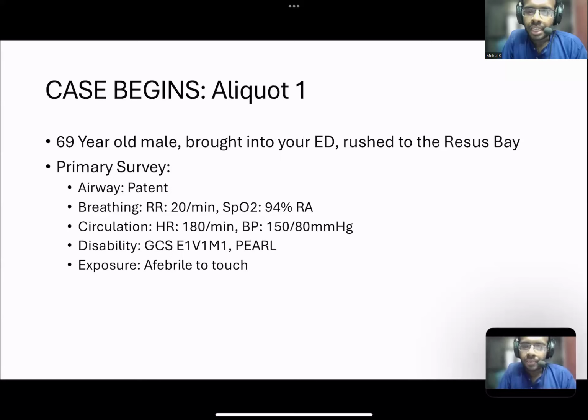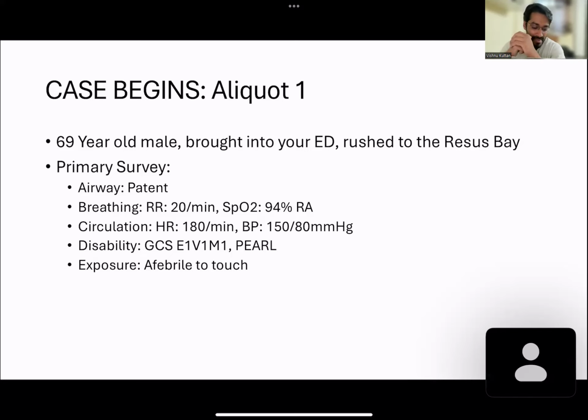Because when you're saying heart rate, BP and all, it also includes looking for the peripheral pulses, capillary refill, whether the peripheries are warm or cold. Similarly, breathing, it's not just how the work of breathing is. Primary survey doesn't mean that you're not actually examining the patient and you're just looking at the monitors. So I just wanted to highlight that.